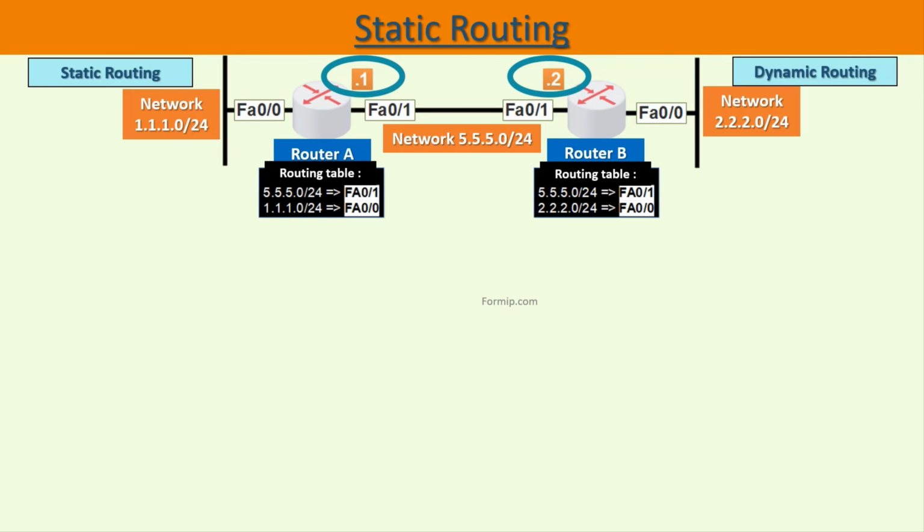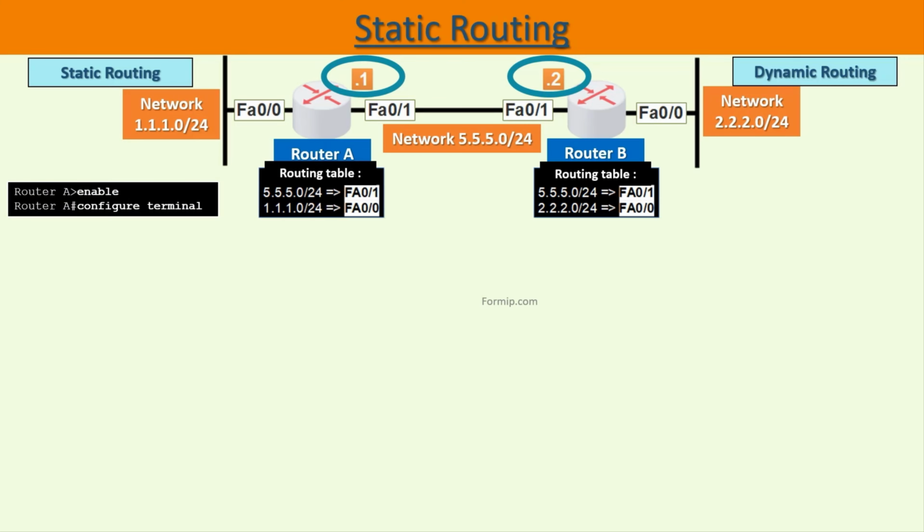Let's start by seeing the static route configuration. Without it, router A cannot reach the 222.0 network that is at the other end. Let's say our routers are out of the factory. We're going to set them up completely.